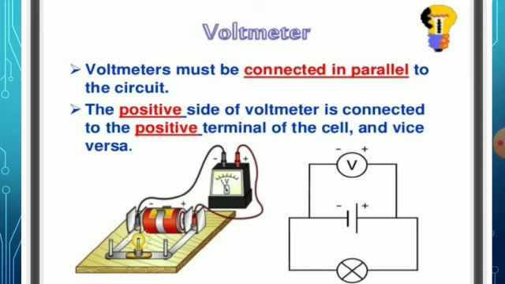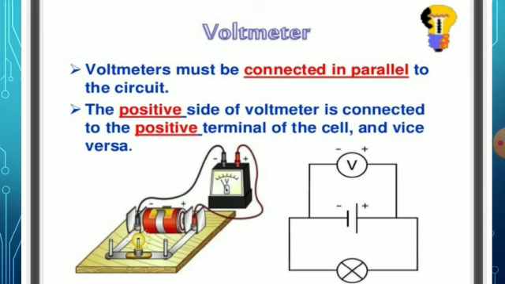Next one, voltmeter. It is an instrument used to measure the potential difference. It is connected in parallel to the circuit. Here also, in the same way we connect the ammeter, the voltmeter should be connected to the battery, but in parallel. The positive side of the voltmeter should be connected to the positive terminal of the cell, and vice versa.